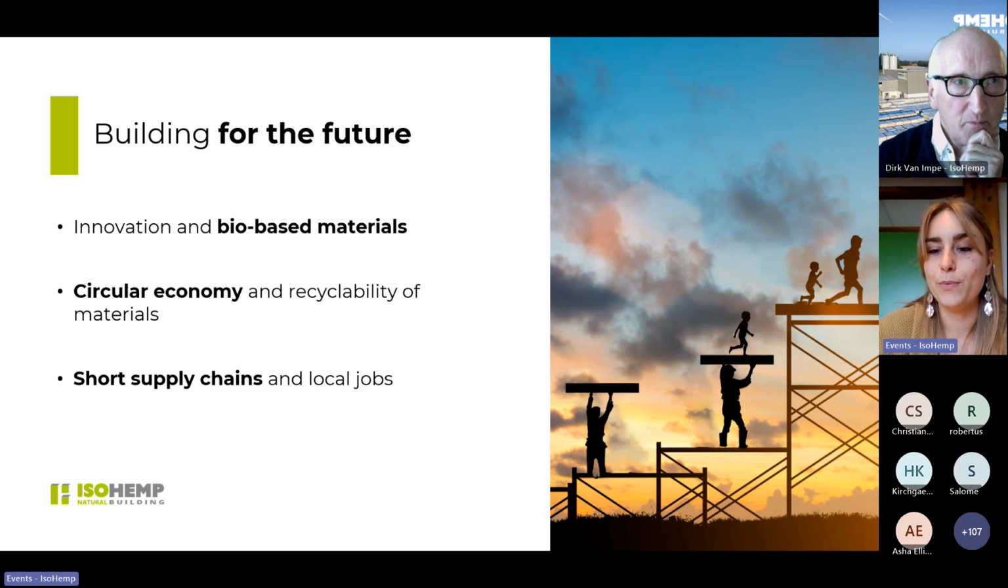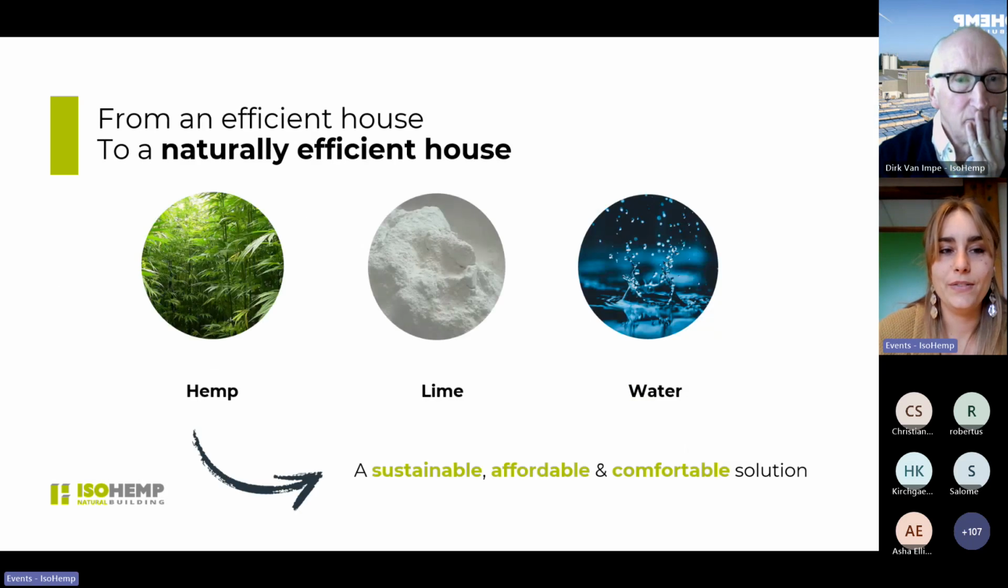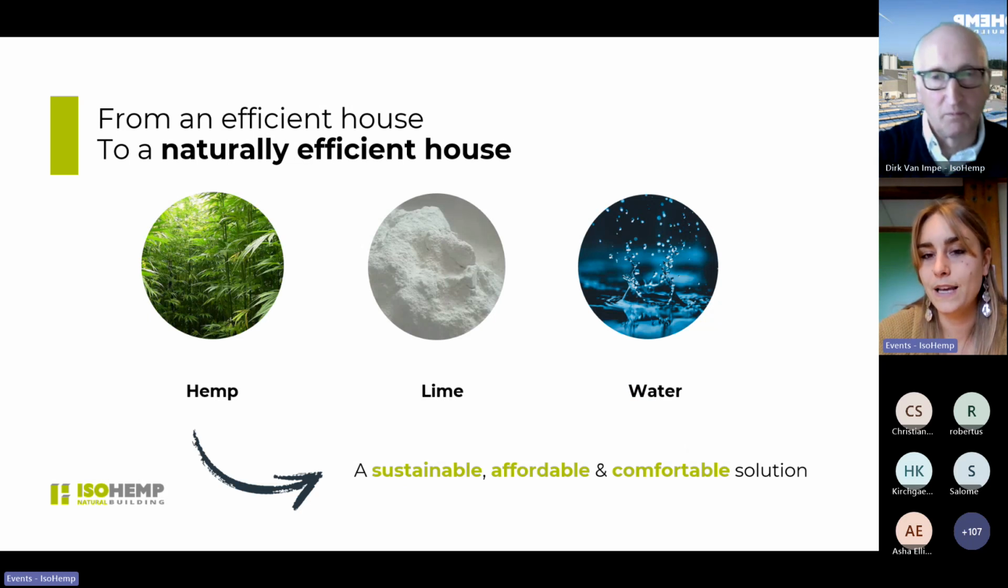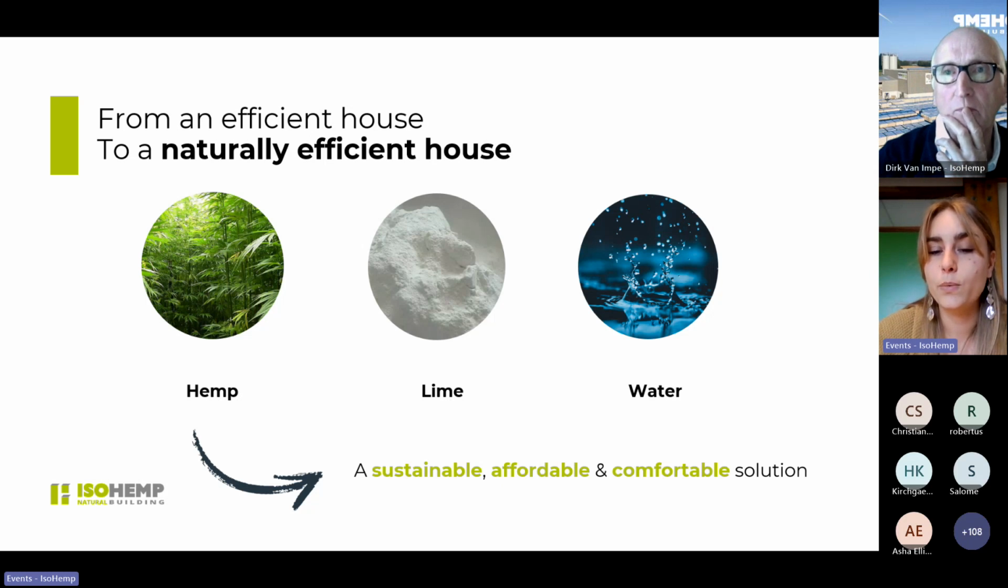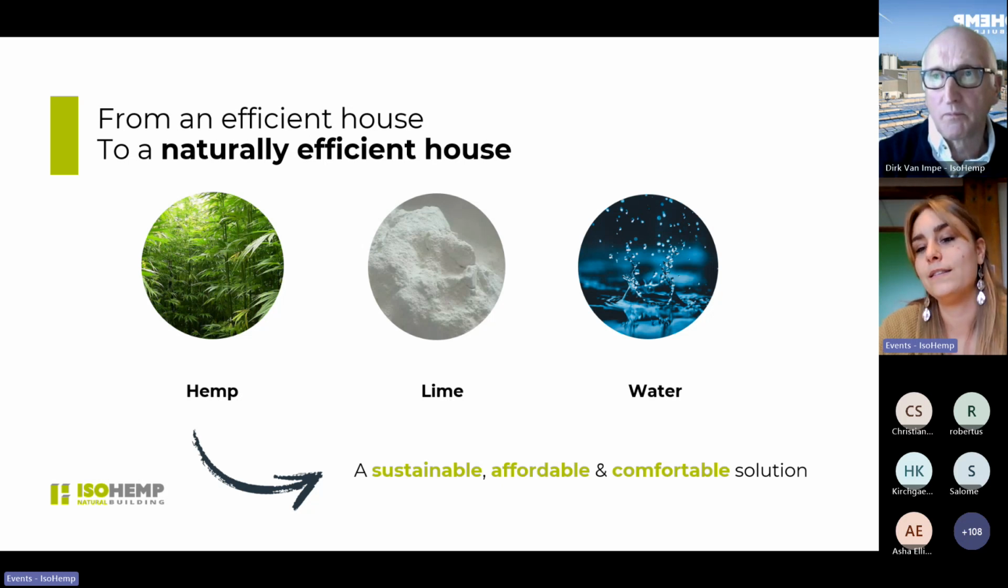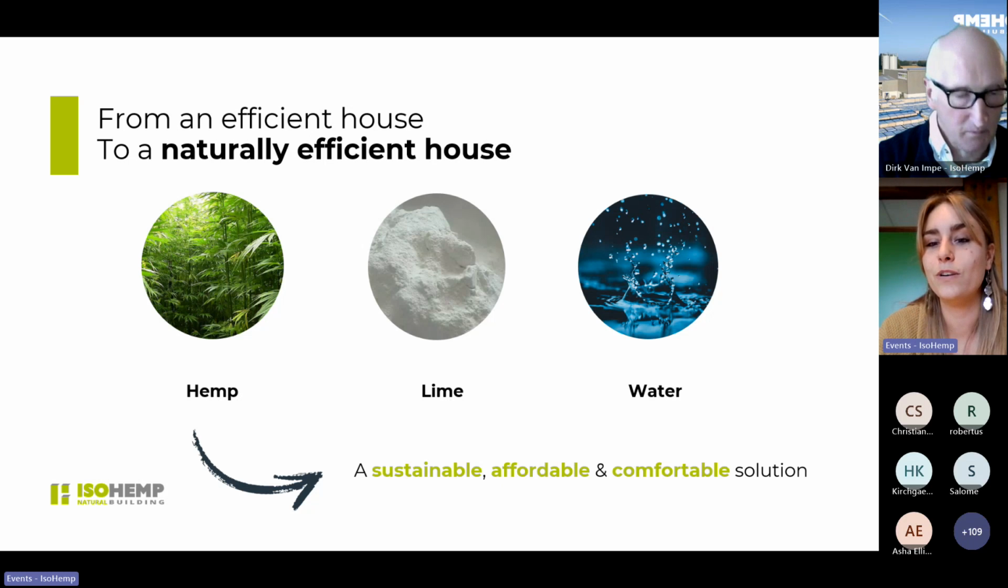Our first hemp block was born 12 years ago. The blocks are made with three natural elements: hemp, lime, and water. The blocks are all natural, recyclable, and locally sourced. We can now build and renovate carbon neutral homes with incredible thermal, hygrometric, and acoustic properties. That turns an efficient home into a naturally efficient home.